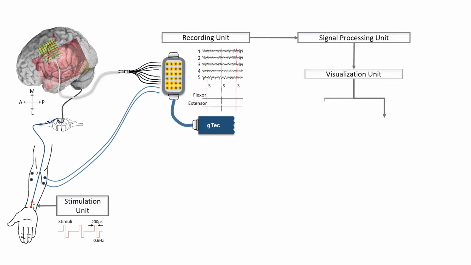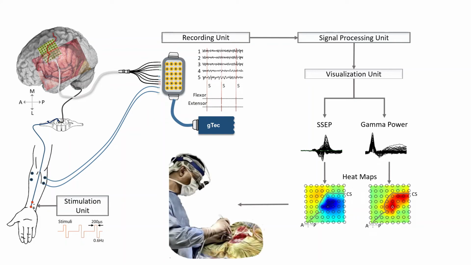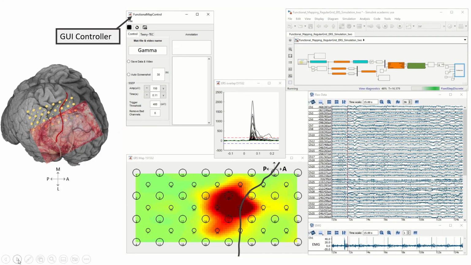This generated overlapping plots of the SSEPs and gamma power. We then converted the plots to a heat map that was displayed on the OR screen for subjective interpretation by the neurosurgeon. Here is an illustration for the SSEP spatial temporal features as a heat map. And here it is for the spatial spectral profiles as a heat map in real time.